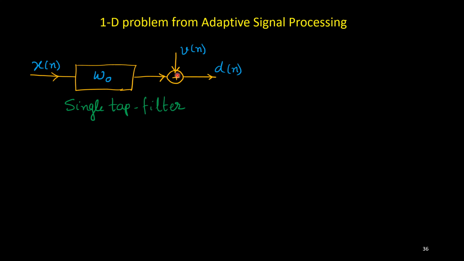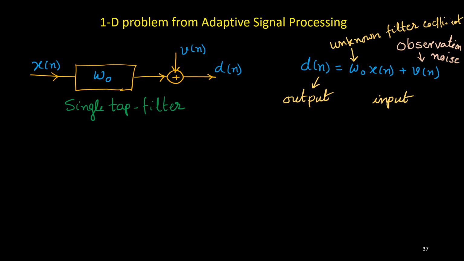Here this X n and D n, these two will be available for this unknown system. We don't know what is W naught, and what is V n. And V n is actually a random sequence, but we'll consider its magnitude very low. Now we'll have this relation for D n. Obviously we can consider that x n is multiplied by W naught, then V n is added, so it is W naught into x n plus V n, that will be your D of n. So D of n is the output, x of n is the input, W naught is the unknown filter coefficient that we need to find out, and V n is the observation noise, random noise.